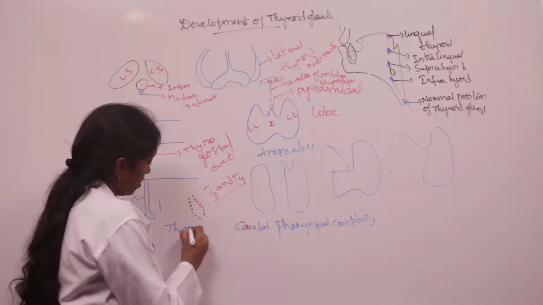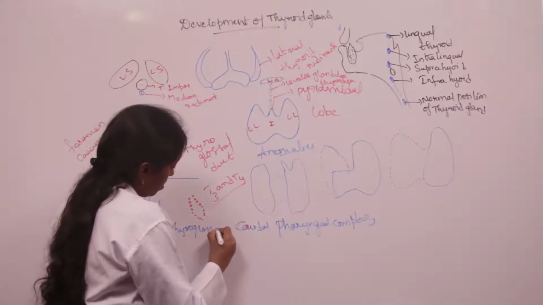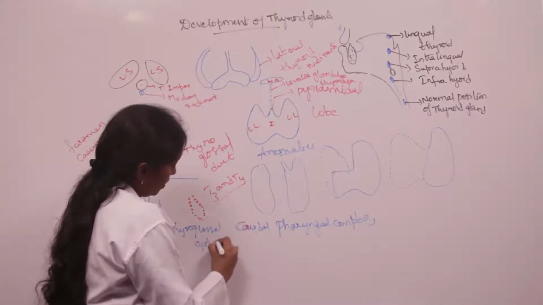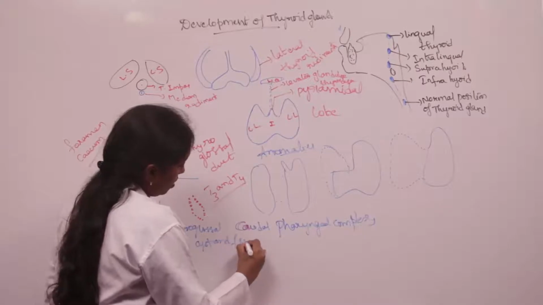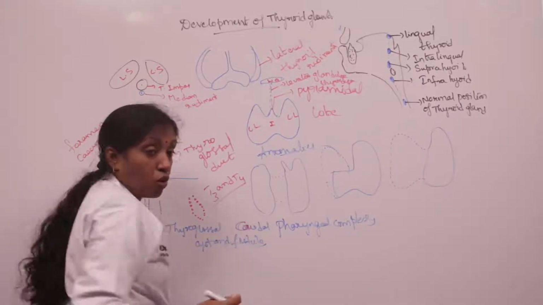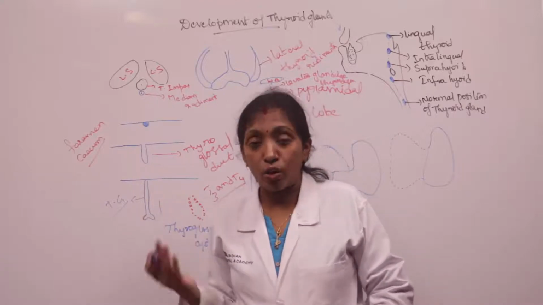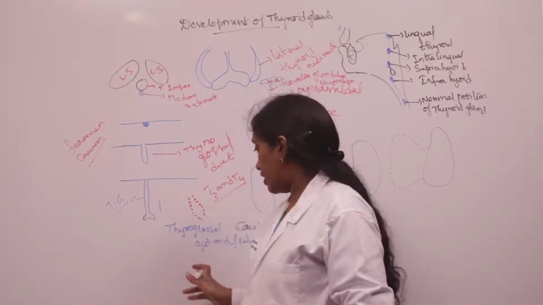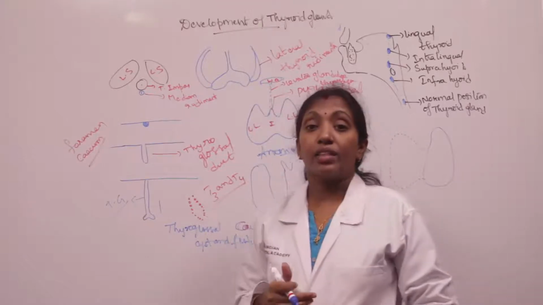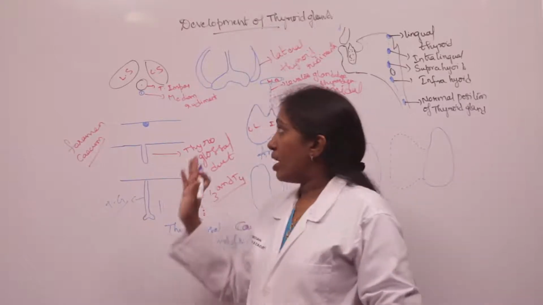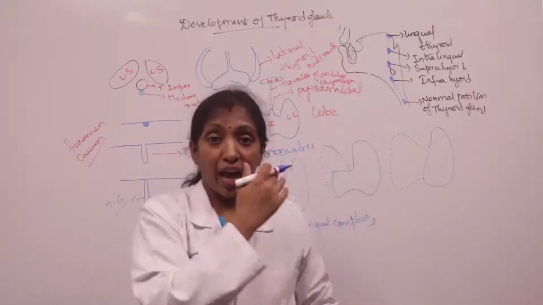Thyroglossal cyst and fistula occur because the thyroglossal duct doesn't undergo regression properly. If the thyroglossal duct persists, then it gives rise to thyroglossal cyst and thyroglossal fistula. So that's about the thyroid gland.